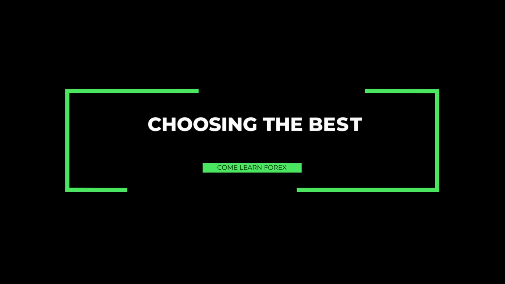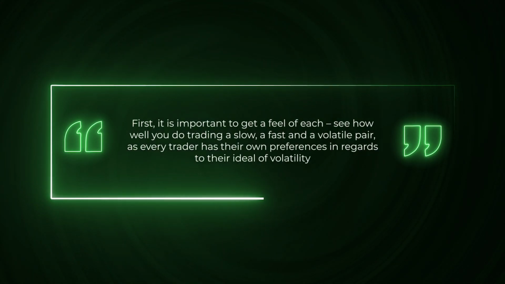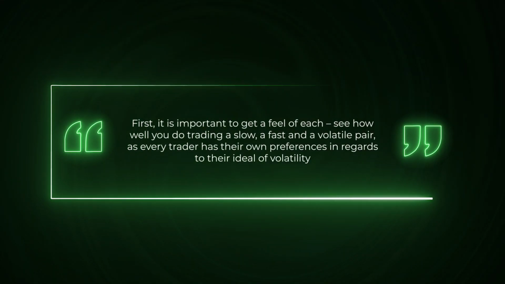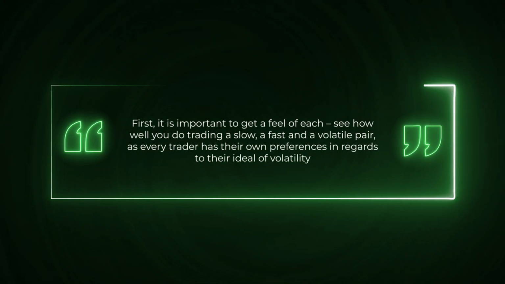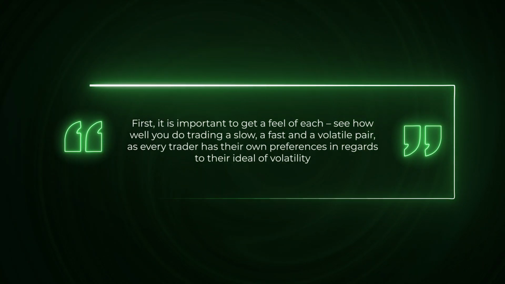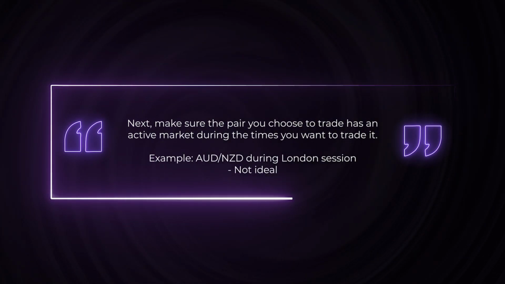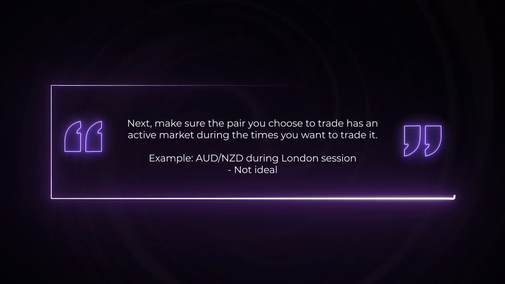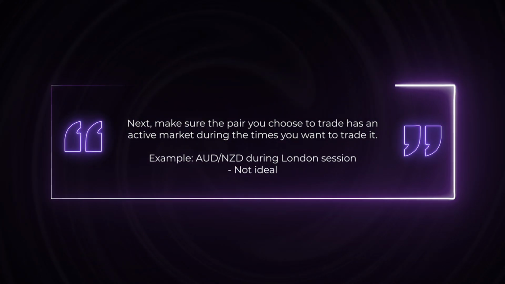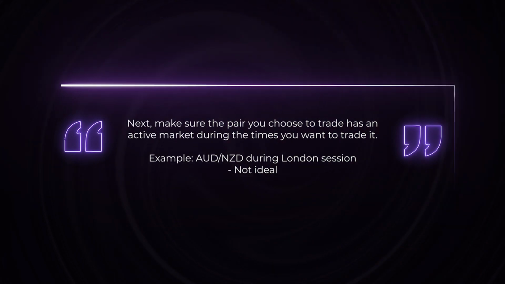First, it is important to get a feel of each. See how well you do trading a slow, a fast, and a volatile pair, as every trader has their own preferences in regards to their ideal level of volatility. Next, make sure that the pair you choose to trade has an active market during the times you want to trade it. For example, trading AUD-NZD during the London session would not be ideal.